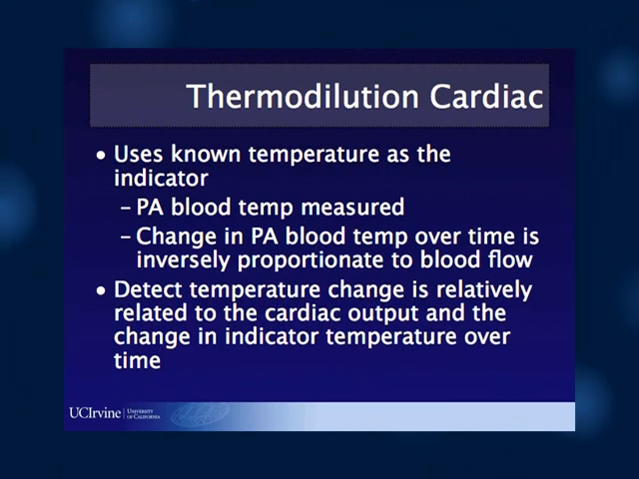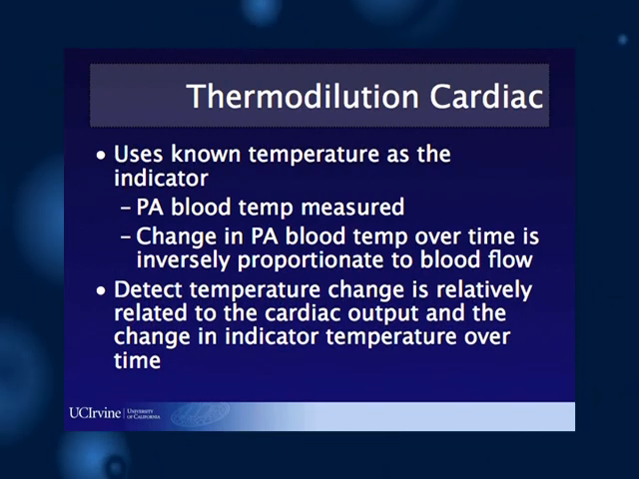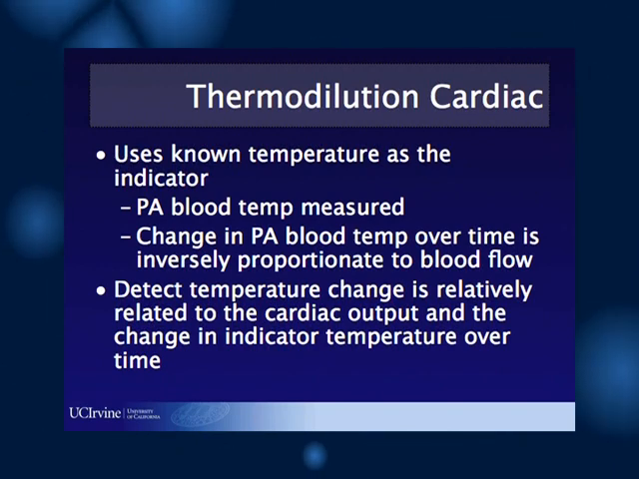The change in blood temperature in the pulmonary artery is measured, and this change in blood temperature over time is inversely proportionate to the blood flow across that segment of the artery. In this case, of course, the pulmonary artery, and we again assume that pulmonary artery blood flow and systemic blood flow are the same in the absence of any intracardiac shunt. The detected temperature change is related to the cardiac output, and the change in indicator temperature over time is the marker of this change in cardiac output.